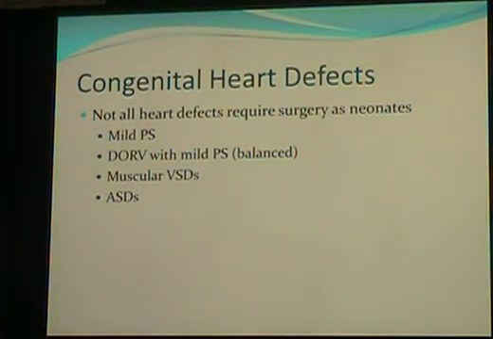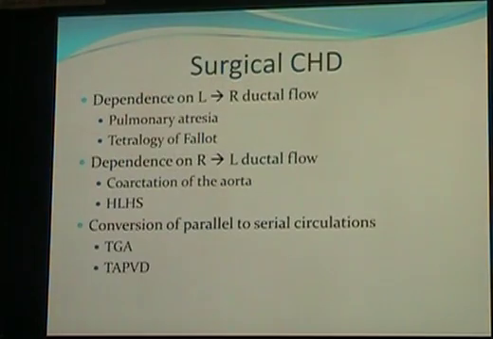So in similar circumstances, children with mild pulmonary stenosis or even double outlet right ventricle with mild pulmonary stenosis, which controls the amount of blood flow going to the lung, may in fact not require anything until several months of age. Certainly muscular VSDs may never require surgery. As the child grows, their VSD may close, and ASDs do not become an issue until much later in life.